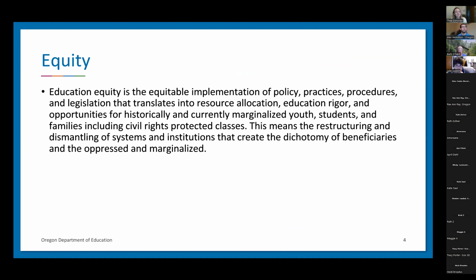This is our equity stance that we implement as a state, the lens that we use when we are thinking about all of our work, even our fiscal work.